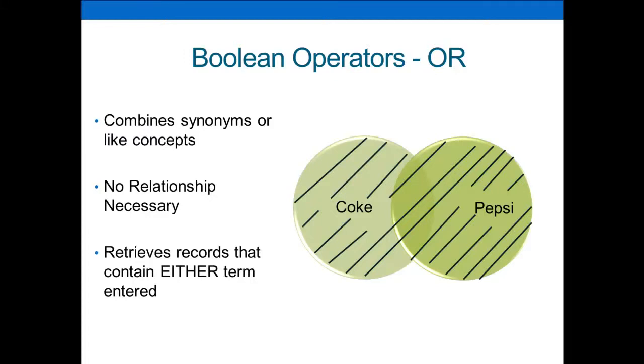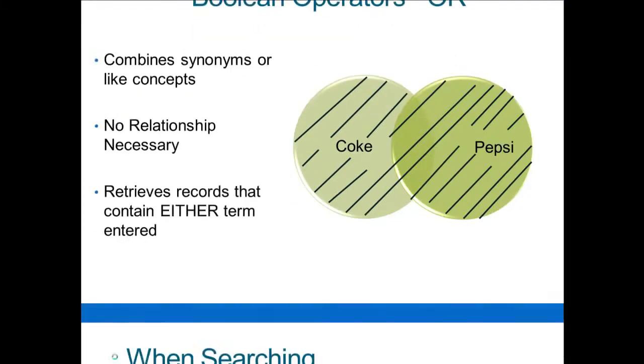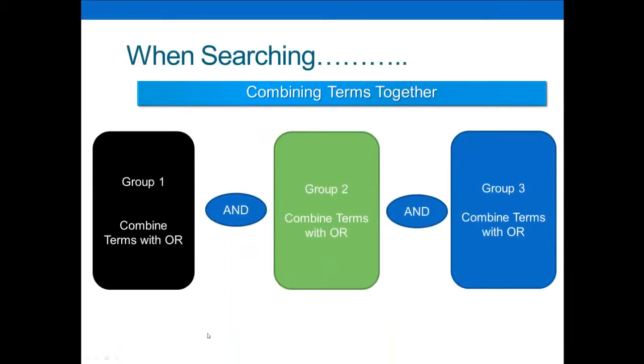When you use or, keep in mind there doesn't have to be a relationship between Coke or Pepsi. What it means is that the articles you get back are either going to discuss Coke or Pepsi, but don't have to discuss both.